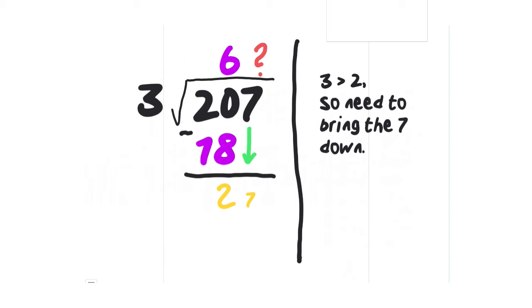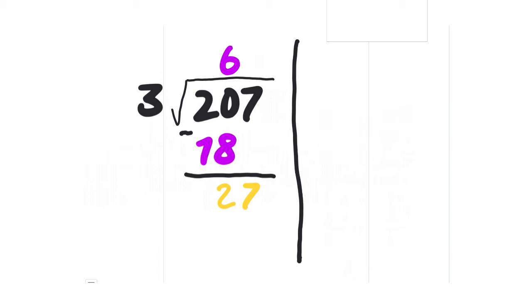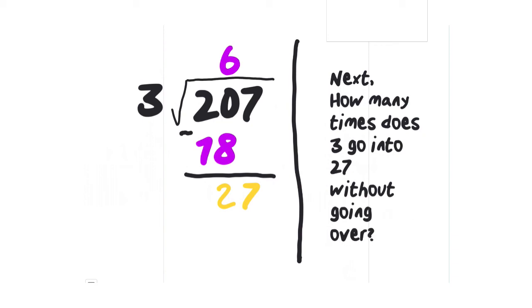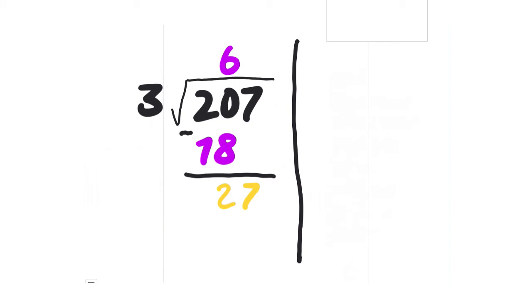Rinse and repeat. How many times does 3 go into 27 without going over? You can match 27, but you can't go over, right? How do we do that? Remember from the last step? Multiplication tables. Next, how many times does 3 go into 27 without going over? You can match it, but you can't go over.